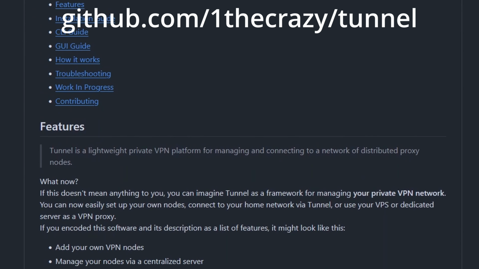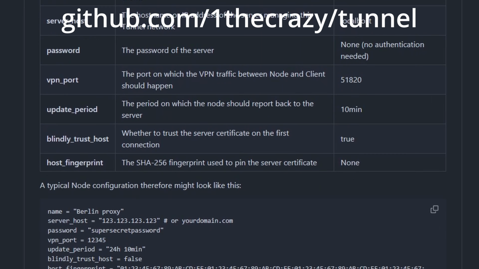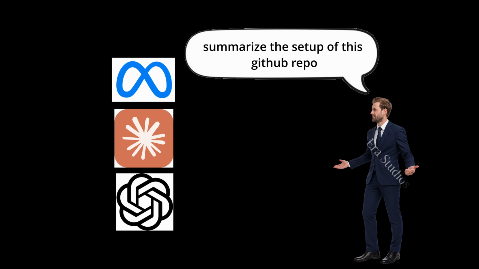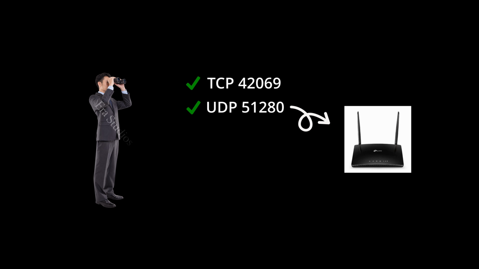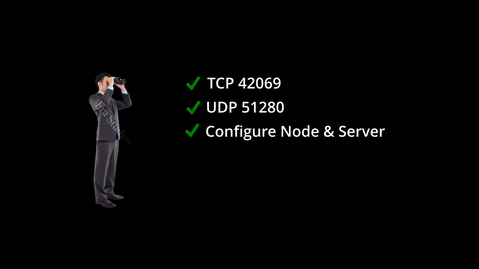In reality, there are a few more checks you have to make in order to fire up the node and the server. Definitely check out the README for more detailed instructions, or ask your local LLM provider for help. But here's a quick overview of things you'd have to do. Unlock TCP port 4269, nice, on the server network. Unlock UDP port 51280 or another port of your choosing on the target network. Configure the node and the server. Run the universal install, see GitHub for more information. And finally, you can enjoy your VPN.